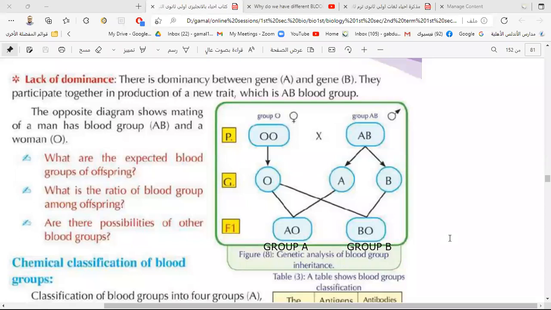group AB, all their offspring, all their kids, 50% will carry blood group A and 50% will carry blood group B. No one of the children will carry blood group O or AB at all. All their children will carry A or B blood group.